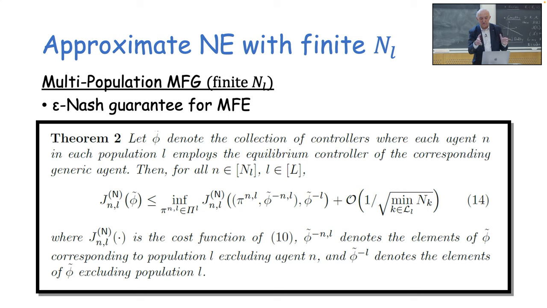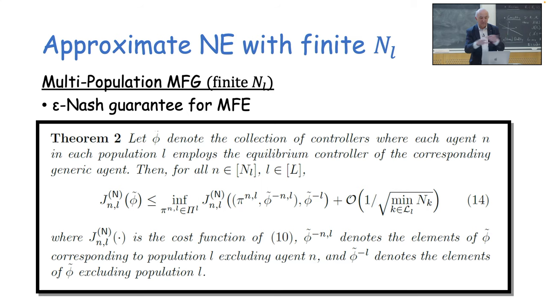What happens if each population has a finite number of agents, n sub L, for the L population? If I use the result obtained from the mean field game here, what would be the error? So I talked about errors in the order of 1 over square root of n in the general case, but in this case the error is in the order of 1 over square root of the size of the smallest population. But all agents are affected by that, the Nash equilibrium of everyone.